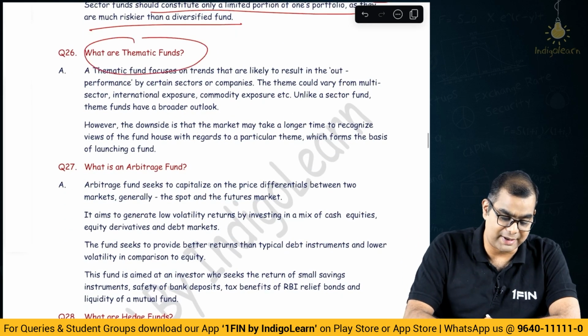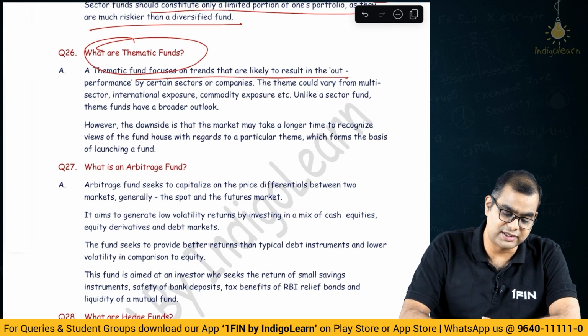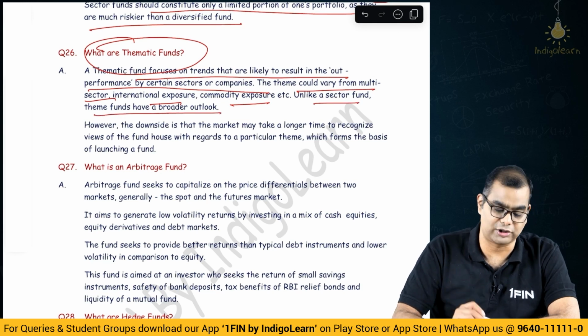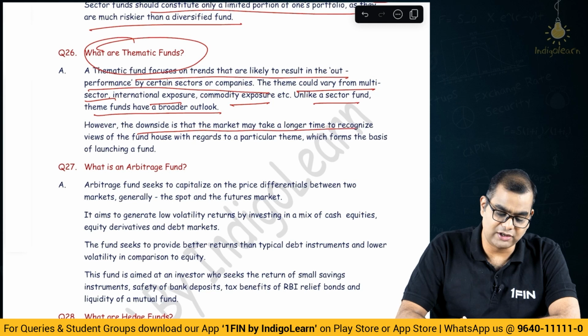Then you have something called as thematic funds. What are these thematic funds? A thematic fund focuses on trends that are likely to result in outperformance by a certain sector or company. These themes could vary from multi-sector, international exposure, commodity exposure, and unlike a sector fund, the thematic funds have a broader outlook. However, the downside is the market may take a longer time to recognize the views of the fund house with regard to a particular theme, which forms the basis of launching a fund.